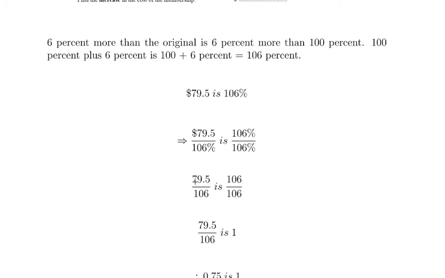Instead, I'm just going to say, this would be 79.5 divided by 106, and it would be 106 divided by 106. This is what I wanted, because 106 divided by 106 is the equivalent of 1, which will give me that 1%. I want to know what 1% is. So I've got 79.5, I divided by 106.